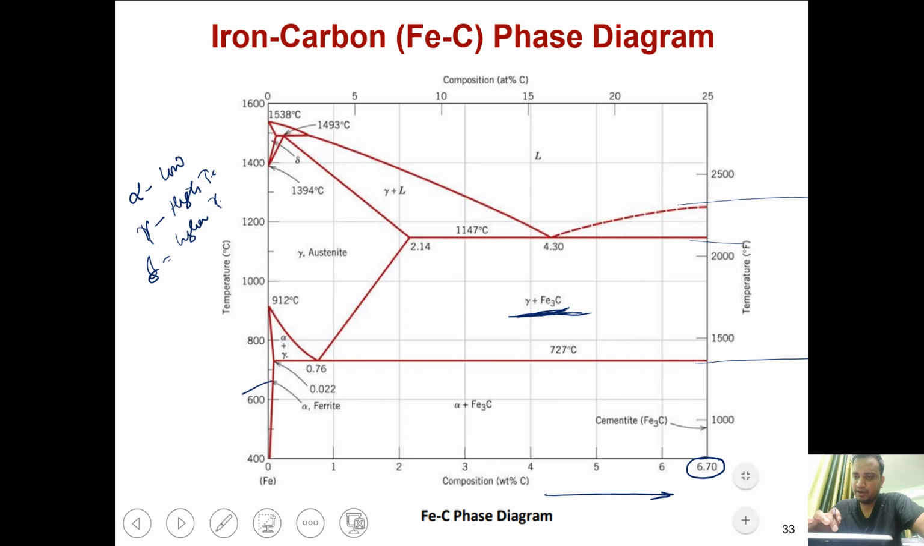Okay, so this is just a small introduction I have given you. In the next video I will talk about this iron carbon phase diagram completely and also try to explain everything about this. Okay, so thank you.